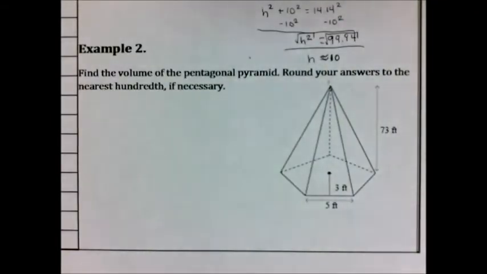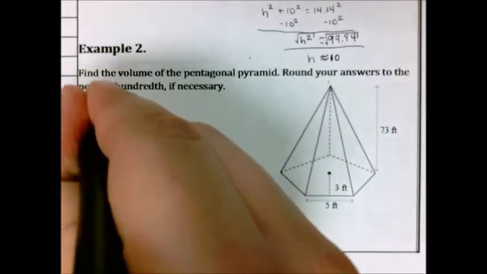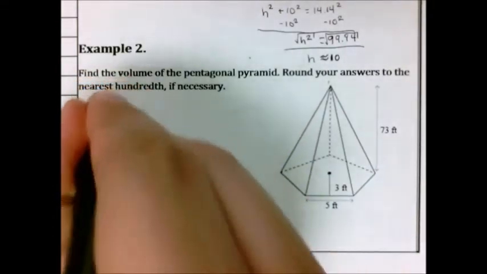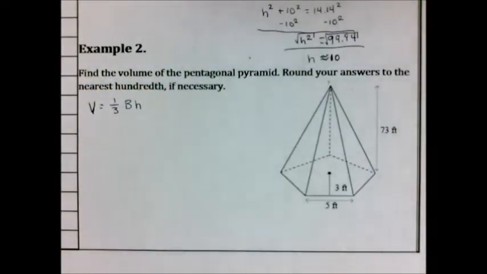Alright, example 2, we're trying to find the volume of the pentagonal pyramid, and we need to round our answers to the nearest hundredth once again, if it's necessary. So remember, I always like to start out with the volume formula, 1/3 times the area of the base times the height. Don't be afraid to start out with that formula. Oftentimes the way to be a great mathematician is to stay organized, right?